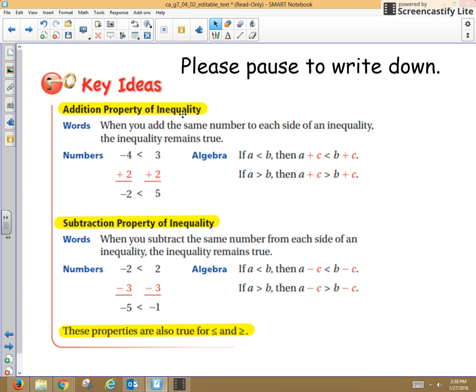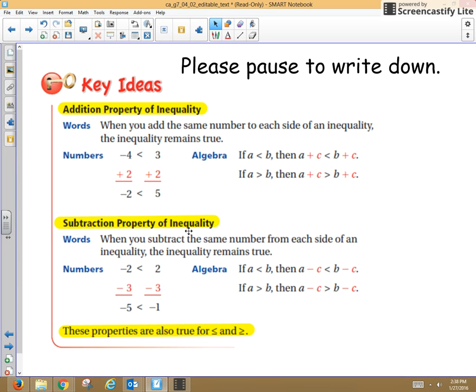The addition property of inequality says that when you add the same number to each side of an inequality, the inequality statement remains true. In numbers, if you have -4 is less than 3, adding 2 to each side would still keep the inequality true since -2 is less than 5. In terms of algebra, if a number a is less than b, then a plus c is still less than b plus c. And the opposite is also true. If a is greater than b, then a plus c is greater than b plus c.